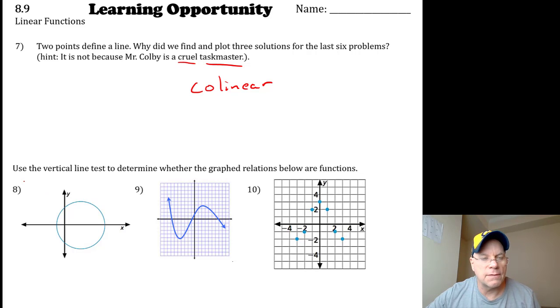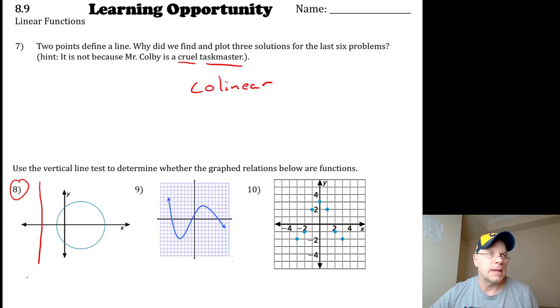There's lots of places for the graph for number 8, the blue circle, where you could draw a vertical line and intersect 0 points. But it's fine if we intersect 0 points or 1 point. The only thing that will disqualify our graph as a function is if our vertical line intersects more than 1 point.